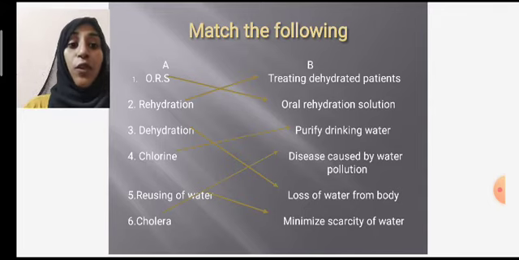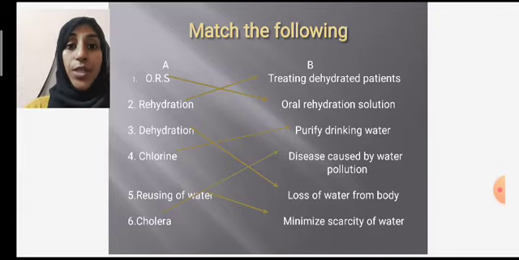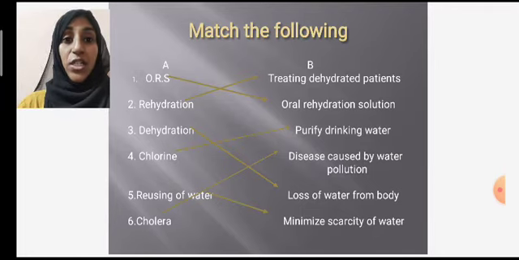Then, reusing of water minimizes the scarcity of water. Then, cholera is a disease caused by water pollution. Okay, this is a very important bit. You have to learn it and write it in your classwork book.